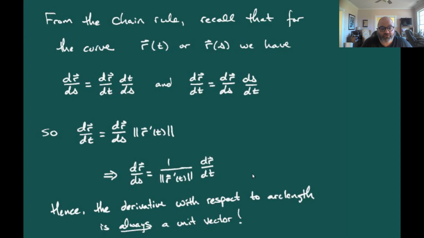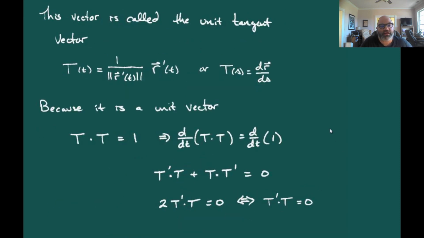And so what that means is that the derivative with respect to the arc length is always going to be a unit vector. And since it's a unit vector, we actually call it the unit tangent vector. So the unit tangent vector is defined as the tangent vector divided by its norm, or we could take it as T of s being the derivative of r with respect to arc length.